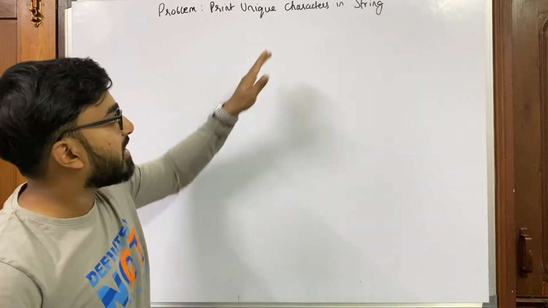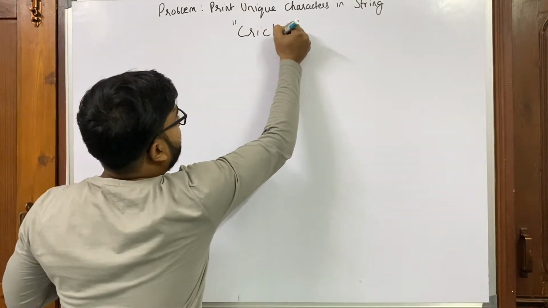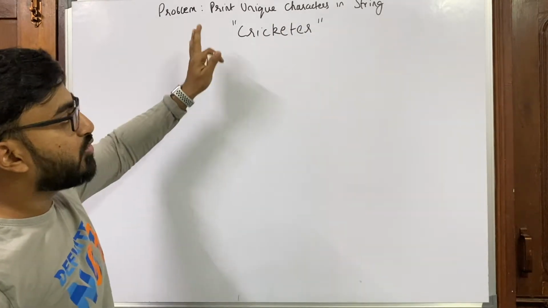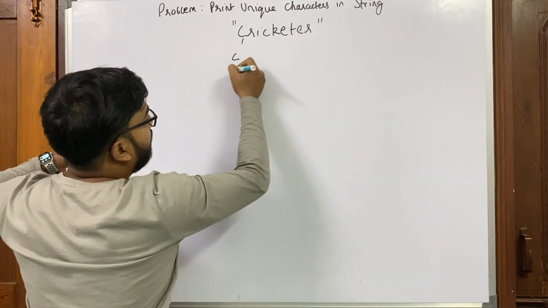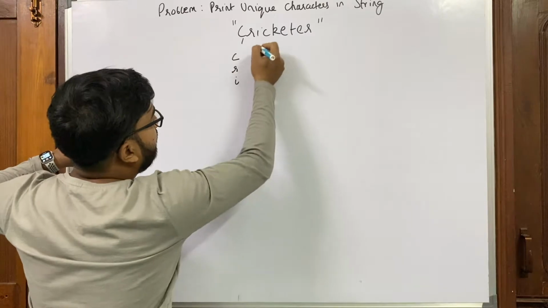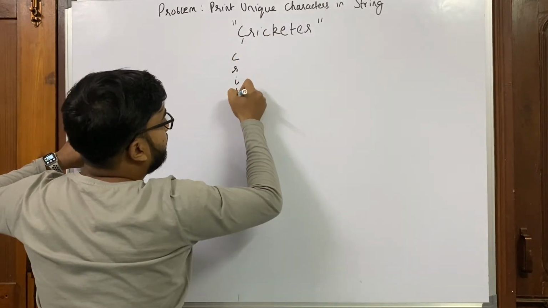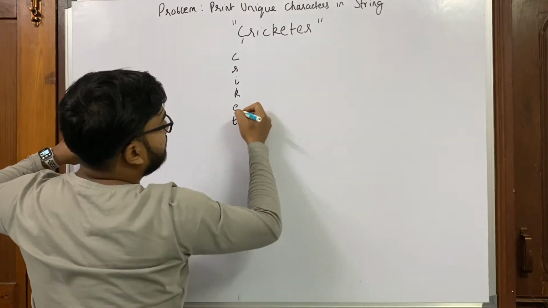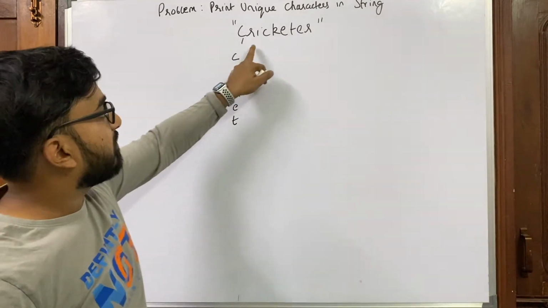So what do I mean by print unique characters in a string? For example, if I have this string, say cricket, or I'll say cricketer, I want to print all the unique characters. That is, I don't want to print duplicates of a character. I print C, I print R, I print I, I skip C because I've already printed C, I don't want to print it again. I print K, I print E, I print T, I skip E because it is already printed, I skip R because it is already printed. So this is my output for this given string.